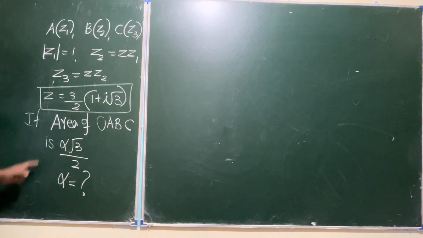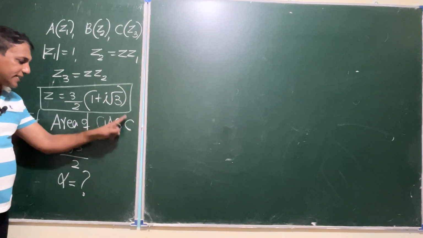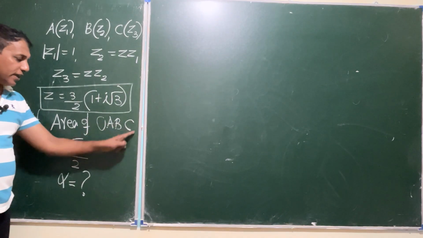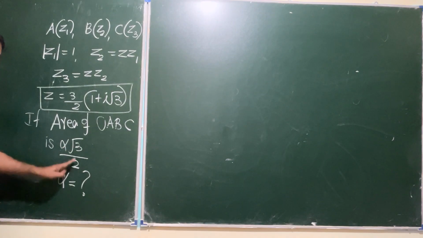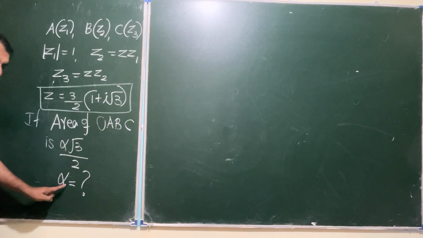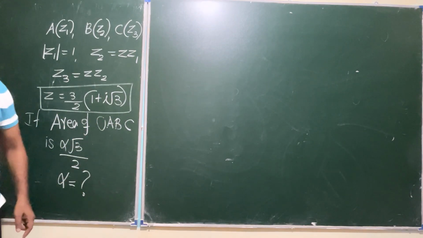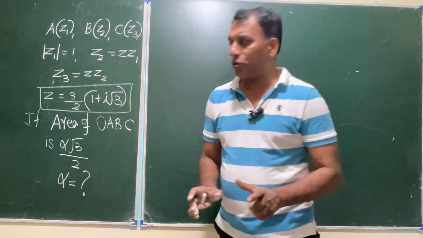So actually the problem is the area of the quadrilateral OABC, where O is the origin. The area is provided like this: alpha root 3 by 2. So what is alpha? Or you can ask, find the area of the quadrilateral. Okay, right. Come back to a small part of theory class note here.